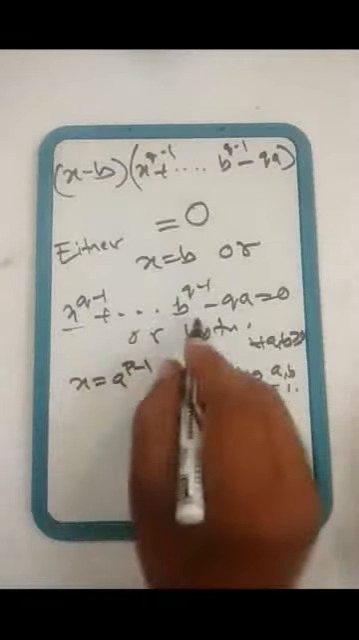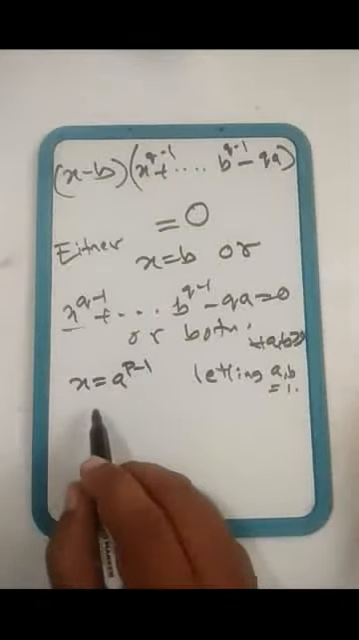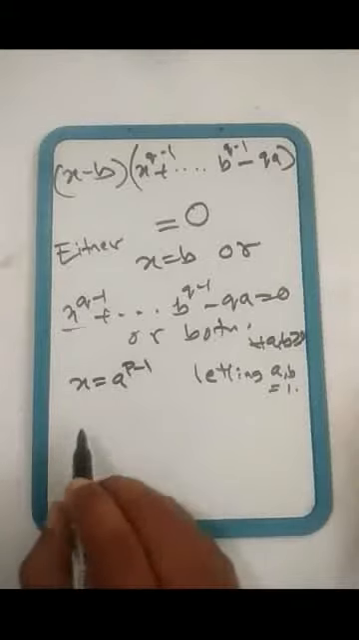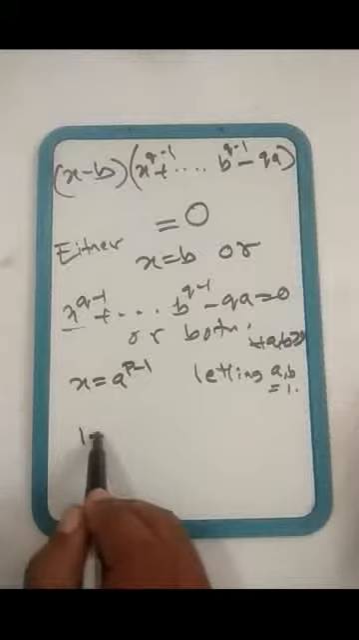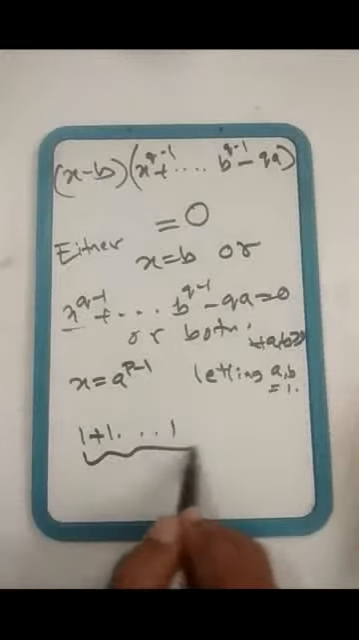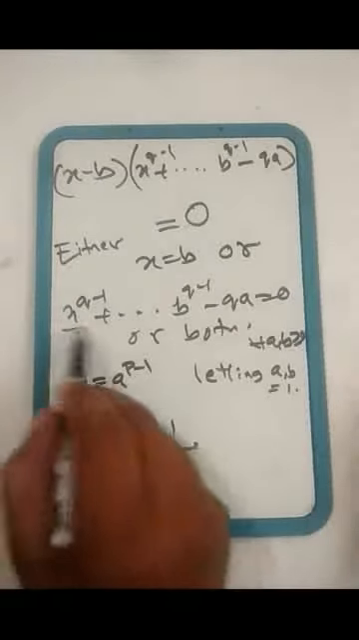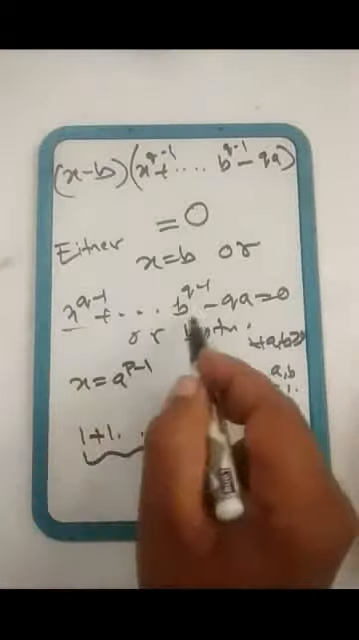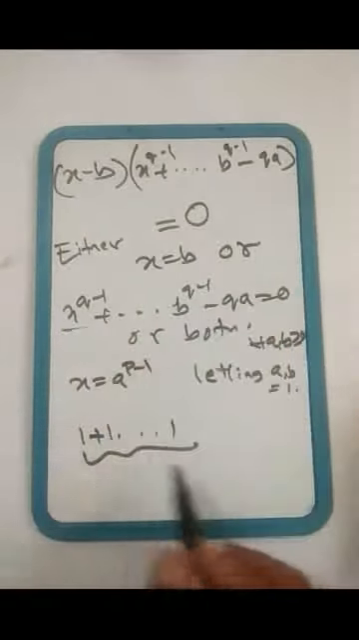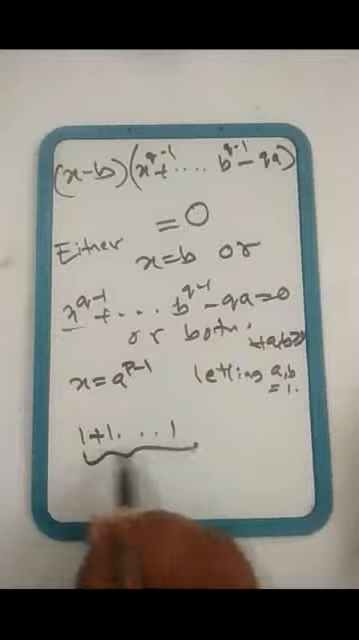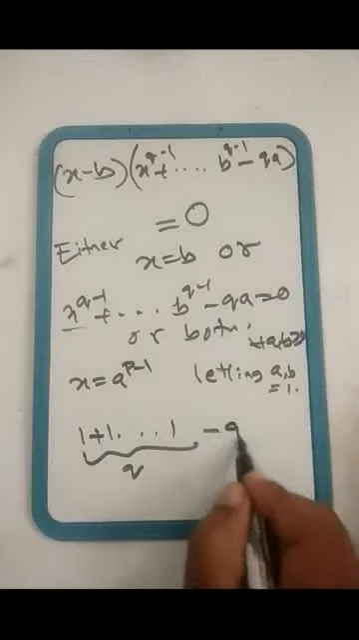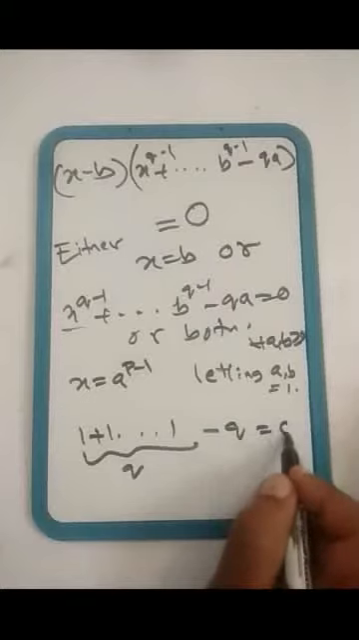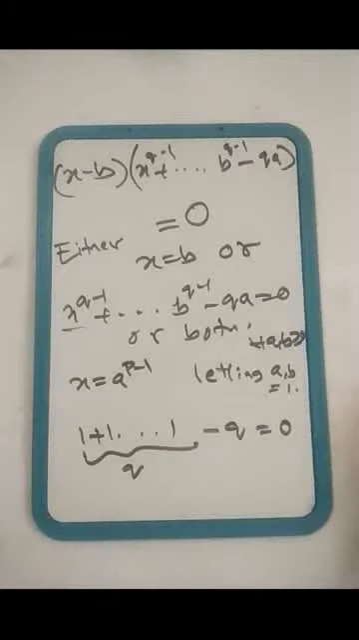So what you get, how many terms are there here? There are q terms here. So what do you get? 1 plus 1. So that is a polynomial of degree q minus 1. With constant, this would be the constant of that x. So what you would get is that this is q times 1 minus q. This should be 0.